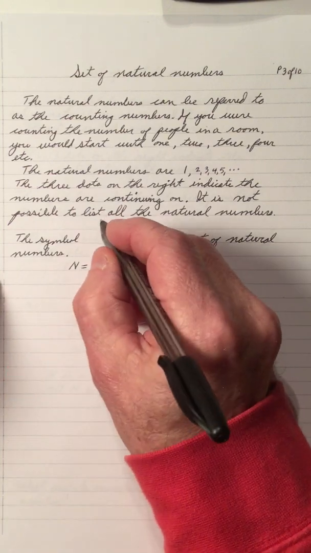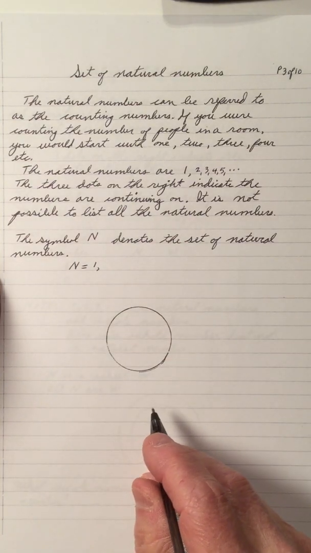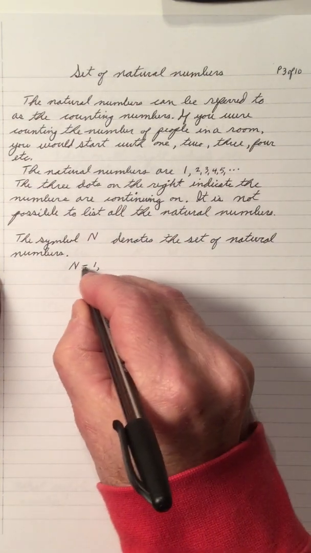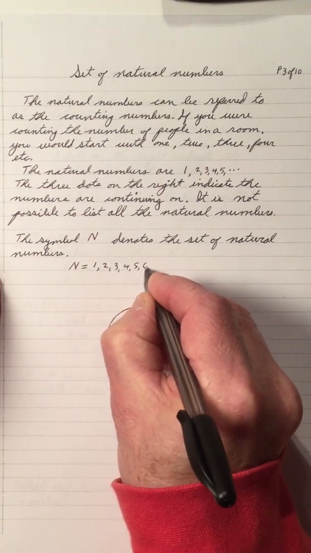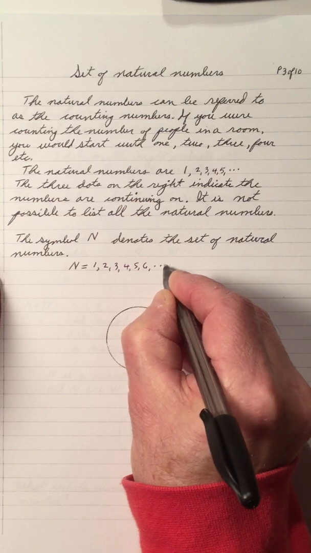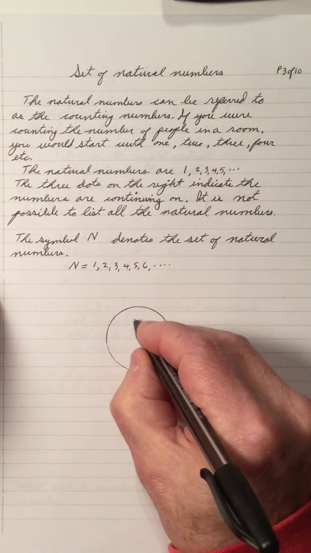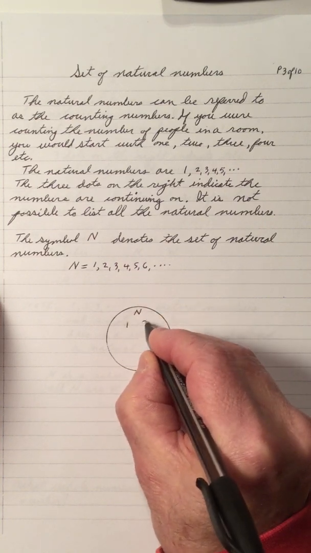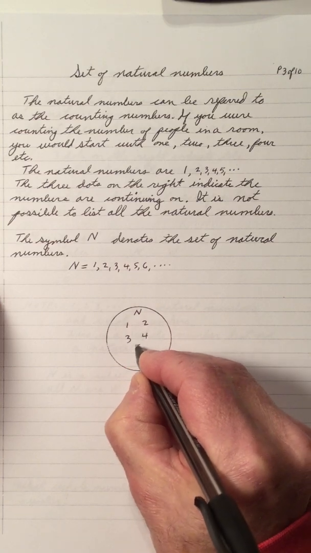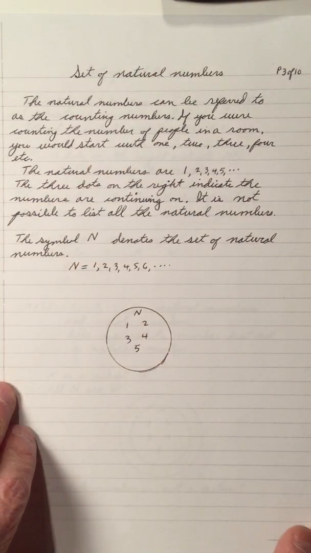The symbol N, capital N, denotes the set of natural numbers. N equals 1, 2, 3, 4, 5, 6. I can keep on going, but the dots indicate it's going on to the right. The circle, I will name N at the top, and I will just put 5 natural numbers inside. So this circle is representing all of the natural numbers. It's impossible to write them all down.